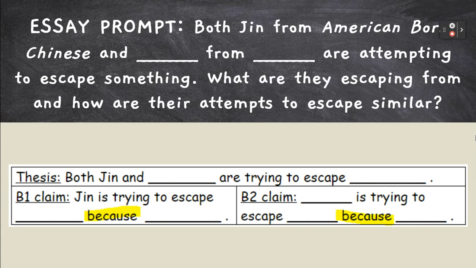One more thing to notice. Look there at the bottom. It's part of a planning page, right? You see the thesis, which I just kind of showed you the frame for. Now look at the ideas for the body 1 and the body 2 claim. You jot those down, right, in your planning page. So my body 1 paragraph, it's all about Jin. My body 2, it's all about the other character.